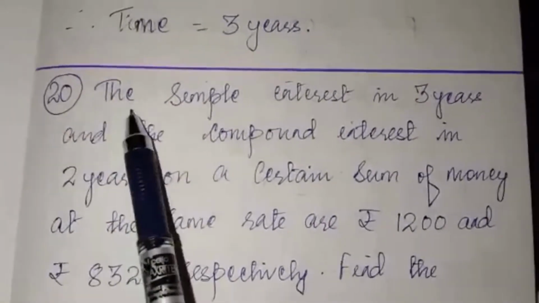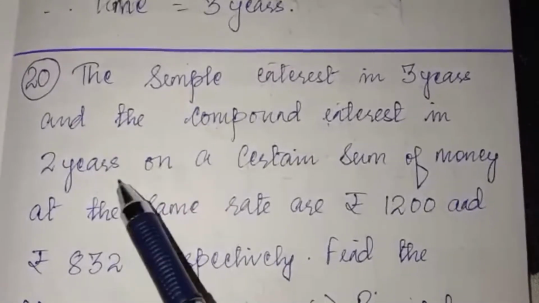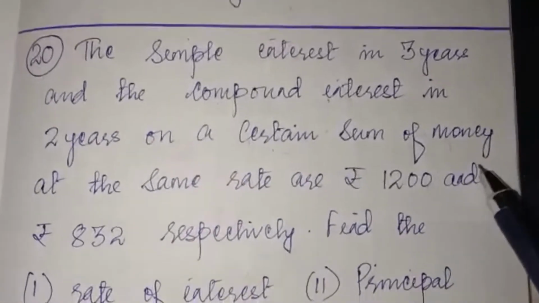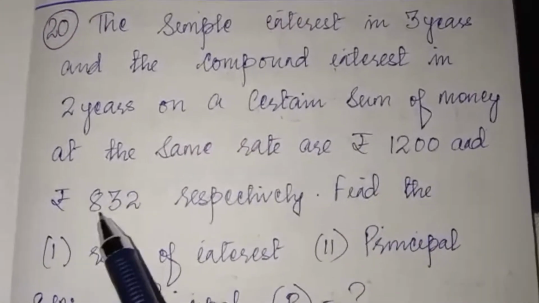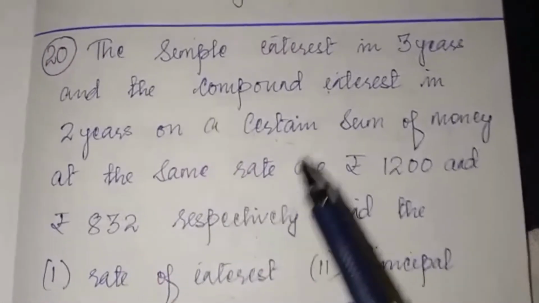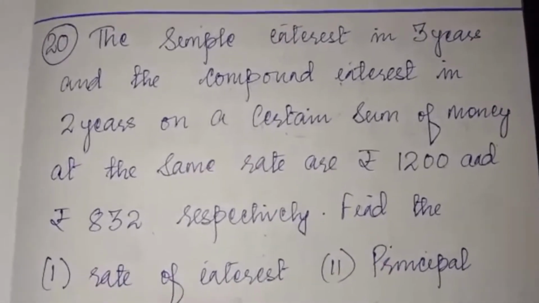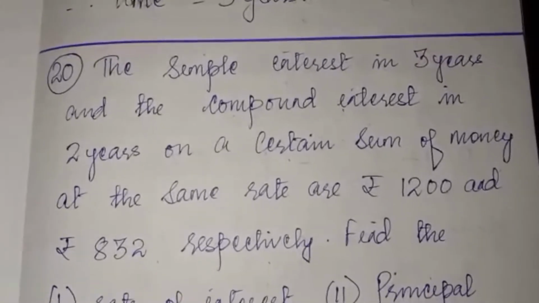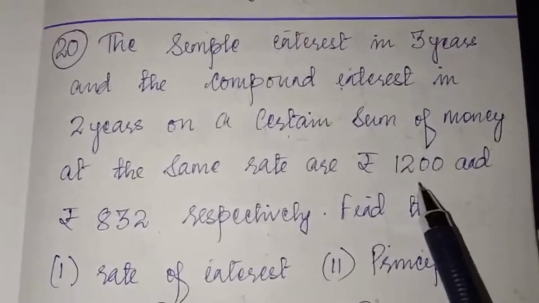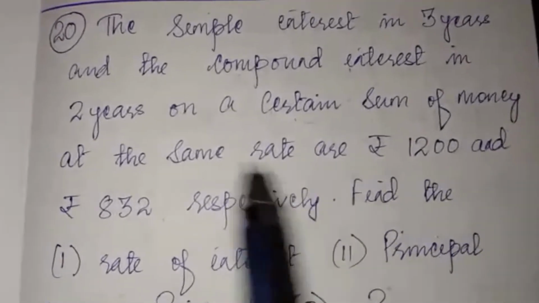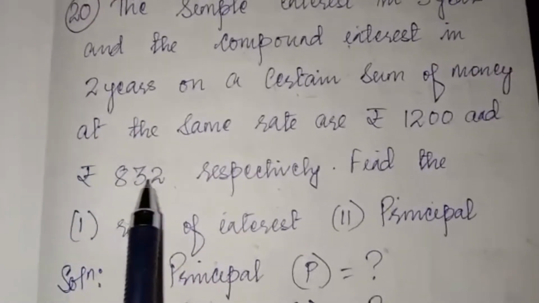Question number 20. The simple interest in 3 years and the compound interest in 2 years on a certain sum of money at the same rate are rupees 1200 and 832 respectively. So in this question, we don't have principal, we don't have rate, but it is given that on that principal, simple interest for 3 years is 1200, and on that same principal, the compound interest for 2 years is 832.